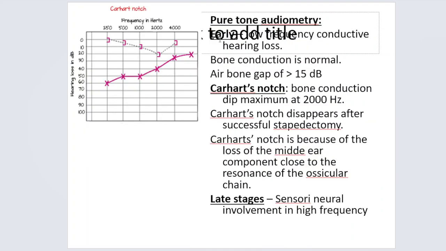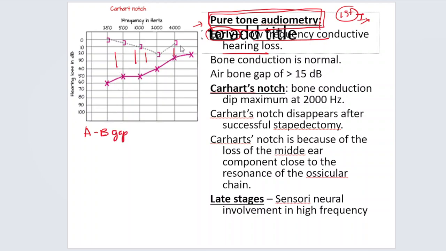Okay, coming to pure tone audiometry. Pure tone audiometry is the go-to investigation for any case presenting with hard of hearing. The first investigation that you think of is always pure tone audiometry. In pure tone audiometry, it is divided into early and late stages. What are the changes in early pure tone audiometry? You will see a low frequency conductive hearing loss. Whenever it is conductive in pure tone audiometry, there is an air-bone gap. Here you see, there is an air-bone gap, a gap between the bone conduction curve and the air conduction curve.